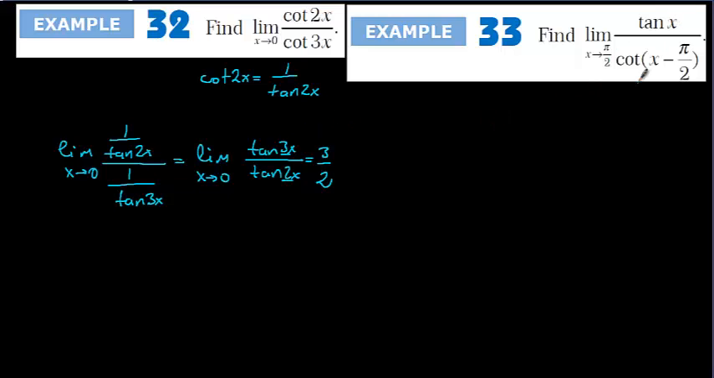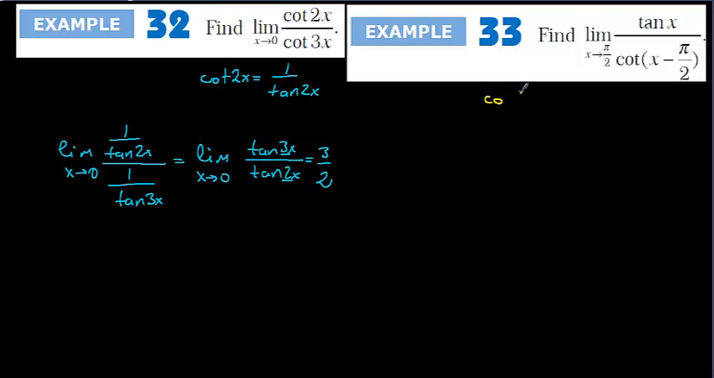Okay, here we have tangent x. Tangent pi over 2 is infinity. Pi over 2 minus pi over 2 is 0. Cotangent 0 is equal to infinity. And this is an infinity over infinity case. But here we are going to apply one transformation. We can write like this.